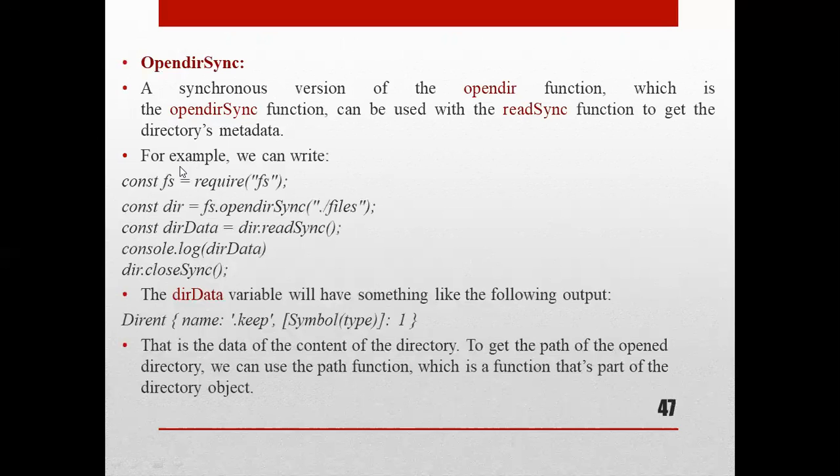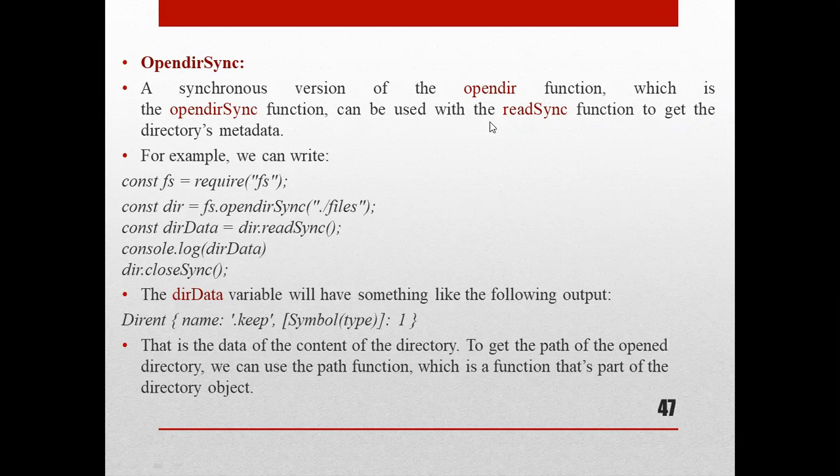Then see opening a directory synchronously. We have seen the synchronous and asynchronous parts for read directory and close. Now, open directory synchronously. This is the synchronous version of the opendir function. We have seen the opendir function; this is its synchronous version. It can be used with the readSync function, and all the synchronous functions can be used by combining the synchronous versions.